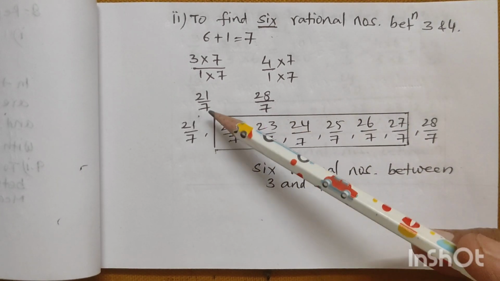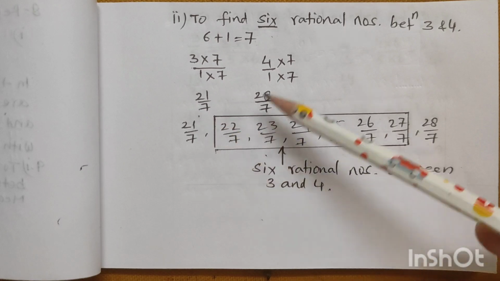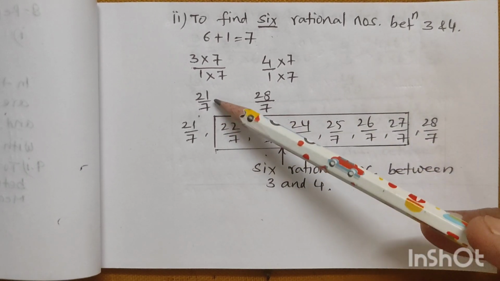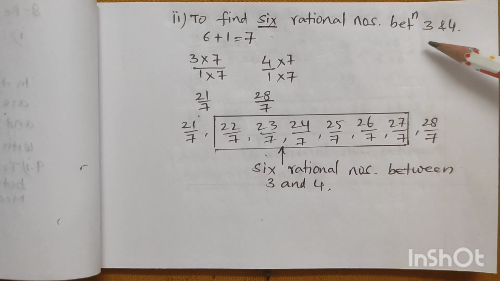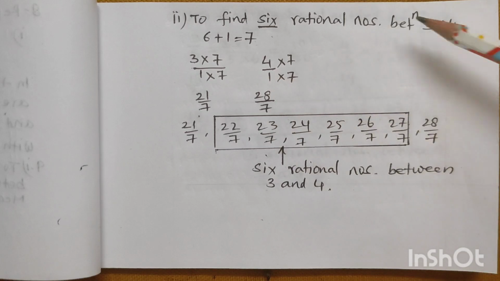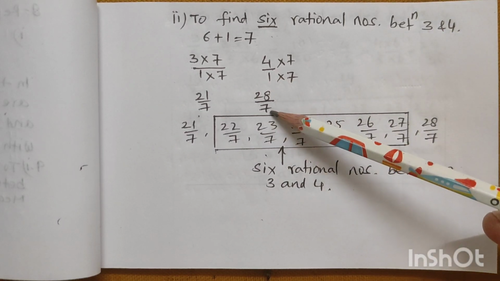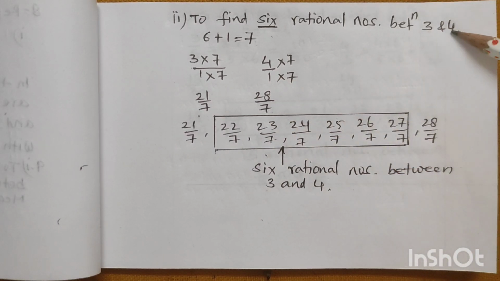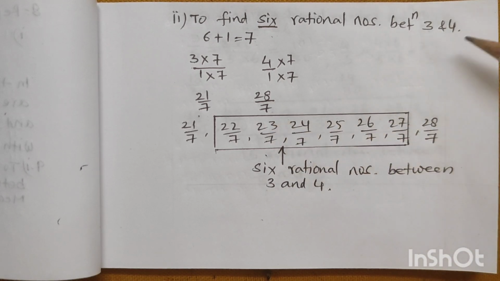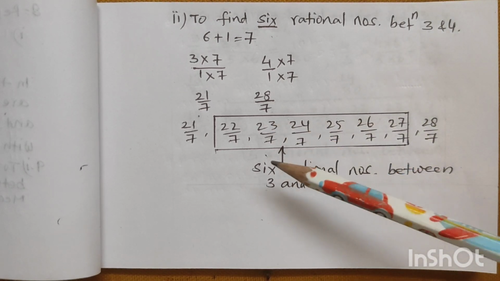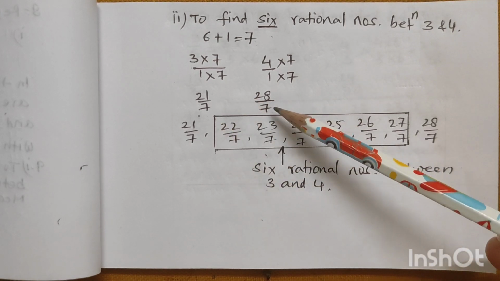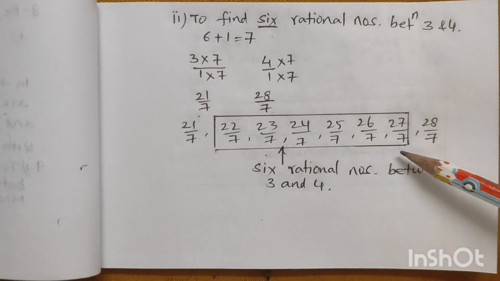For 3 we get 21 by 7, and for 4 we get 28 by 7. You can see here that 21 by 7 is equivalent to 3, because if we divide the numerator and denominator by 7, we will get 3. Similarly here, 28 by 7 is equivalent to 4, because if we divide 28 by 7, we shall get 4. Now the 6 rational numbers in between 21 by 7 and 28 by 7 are these.